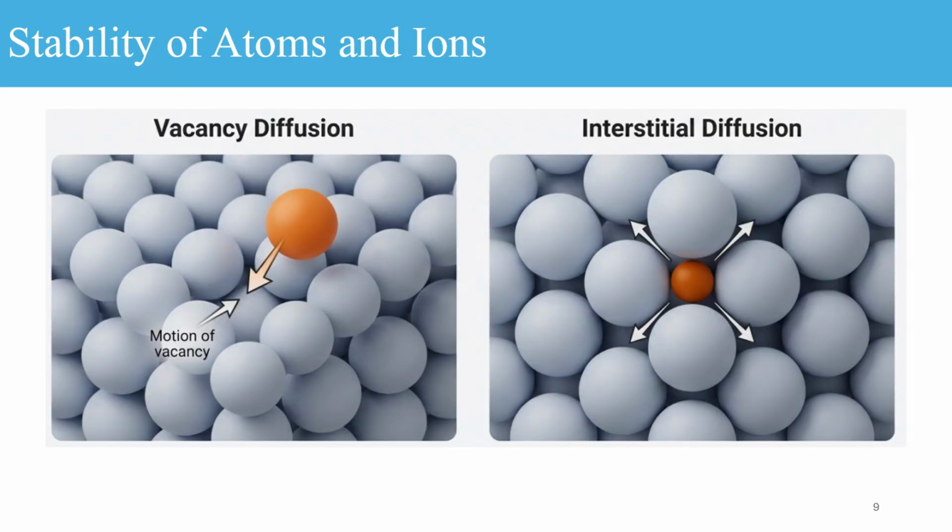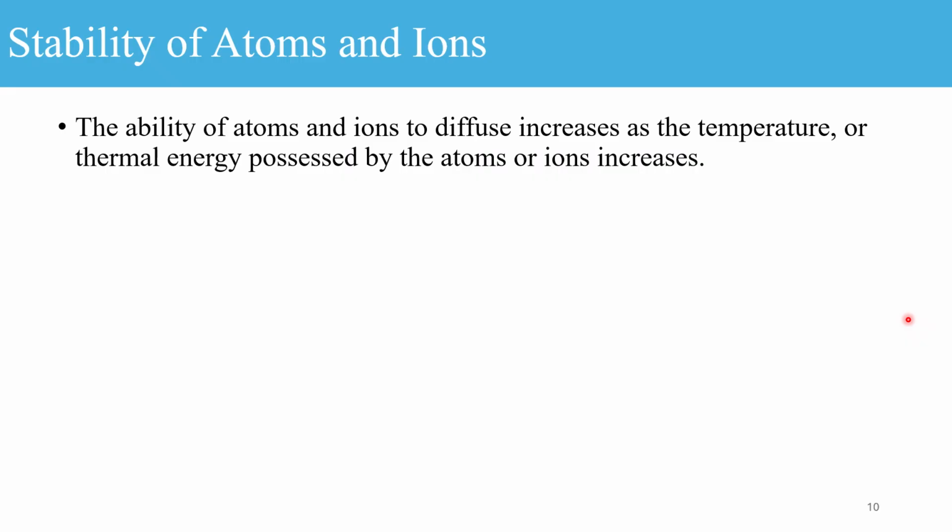For example, in vacancy diffusion, an atom from another location in the crystal might see a vacancy and try to jump into that location. In interstitial diffusion, another small atom might try to fill in the gaps in the structure and cause diffusion. The ability of atoms and ions to diffuse increases as the temperature or the thermal energy possessed by the atoms or ions increases.